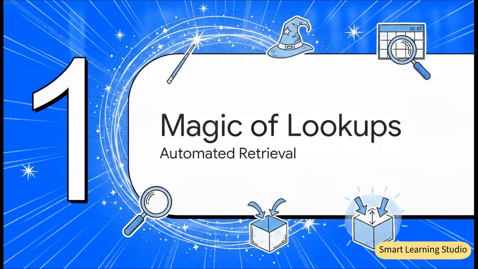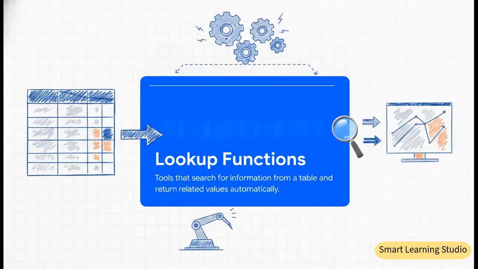All right, part one, the magic of lookups. So what actually is a lookup function? At its core, a lookup function is basically a tool that hunts down specific information from a table, and then, here's the best part, returns related values back to you completely automatically. I really want to emphasize that word, absolutely automatically. You just give Excel a tiny clue, and it instantly searches the entire database and retrieves exactly what you need without you having to lift another finger.